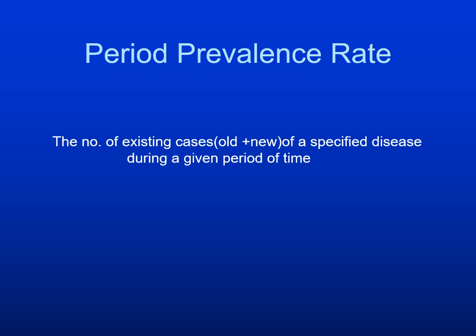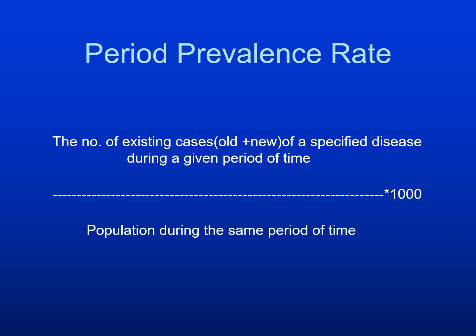Period prevalence is exactly the same as point prevalence, but the period prevalence is the number of existing cases, old and new, of a specified disease during a given period of time, divided by the population during the same period of time, multiplied by 1,000.